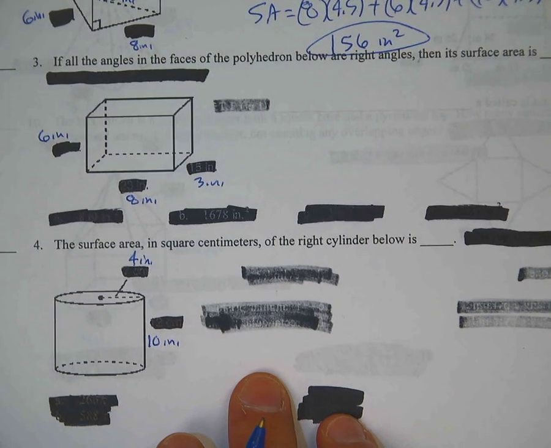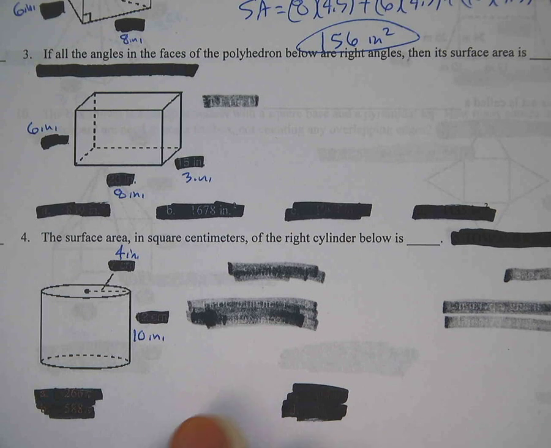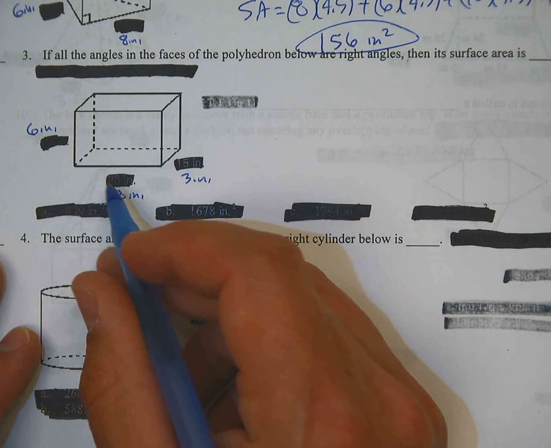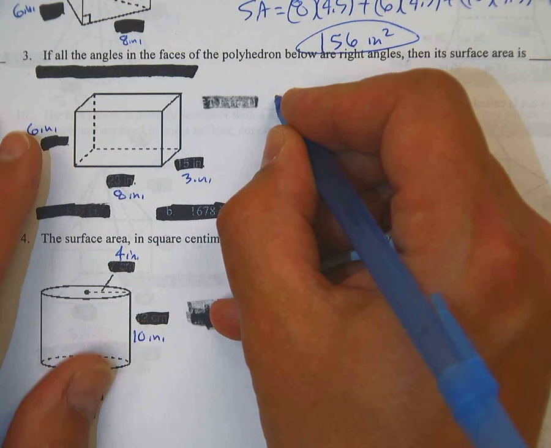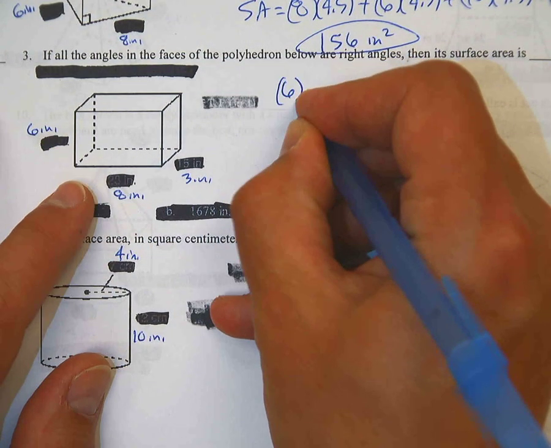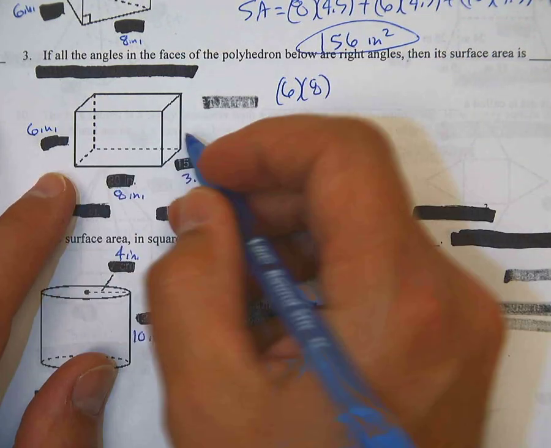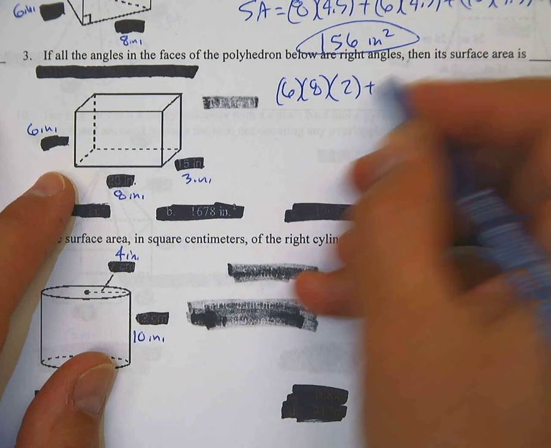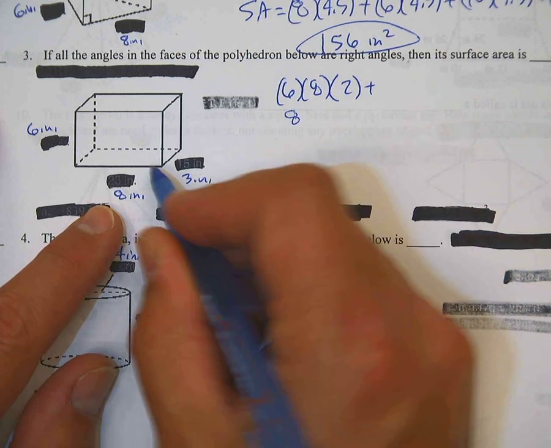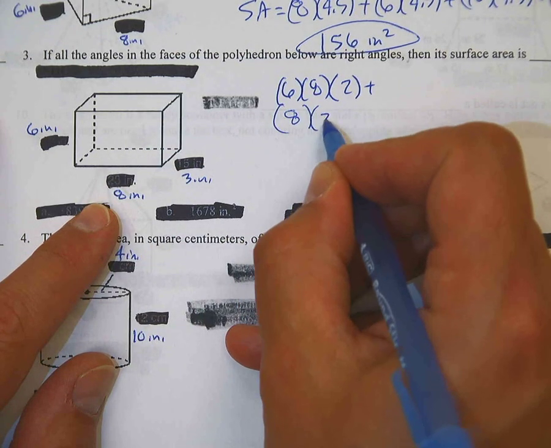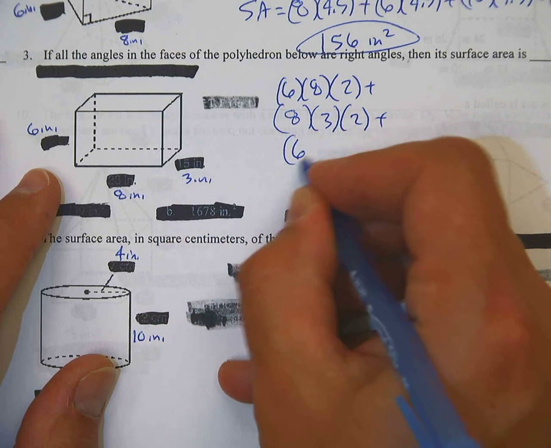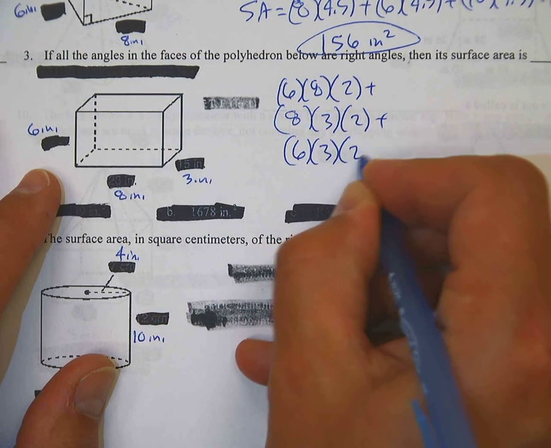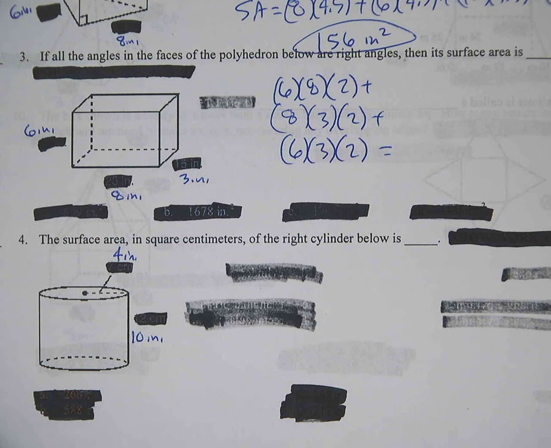All right, next one. If the angles on the faces of the polyhedron below are right angles, what's the surface area? Well, this is a rectangular prism, so I take 6 times 8, and there are 2 of those, plus 8 times 3, here at the bottom, there are 2 of those, plus 6 times 3, and there are 2 of those. Okay, and I got to add that together.